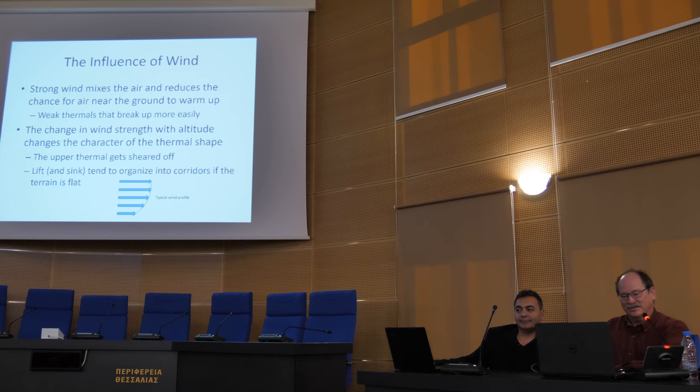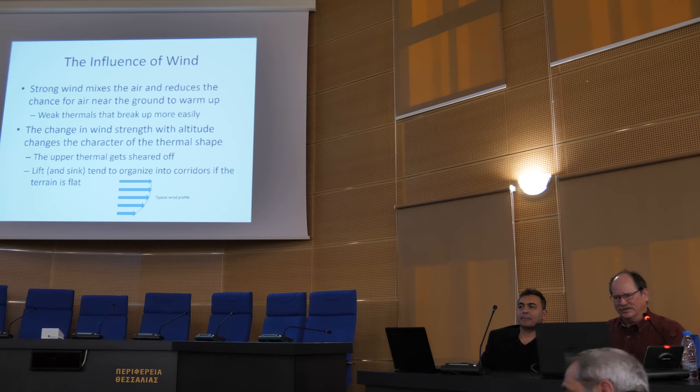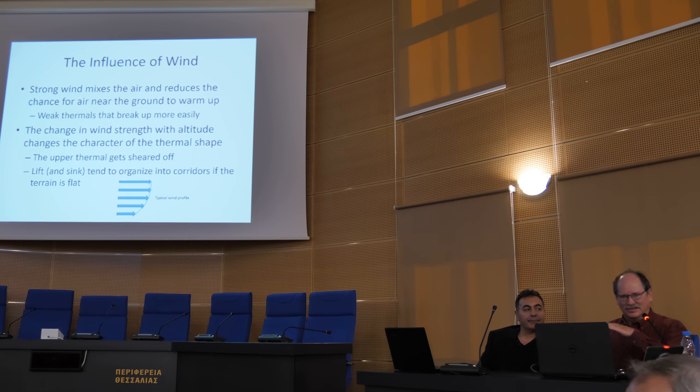How does wind influence things? Wind influences how the air mixes and how the thermals organize. If the sun is low to the horizon, then there's not much heating influence on the ground, and the wind can mix the air up so much that there's just not much thermal influence. The air gets mixed so much that the thermals don't really form. And when they do form, they form in the corridors I've mentioned earlier. So you get the weak thermals, they're not really consistent.